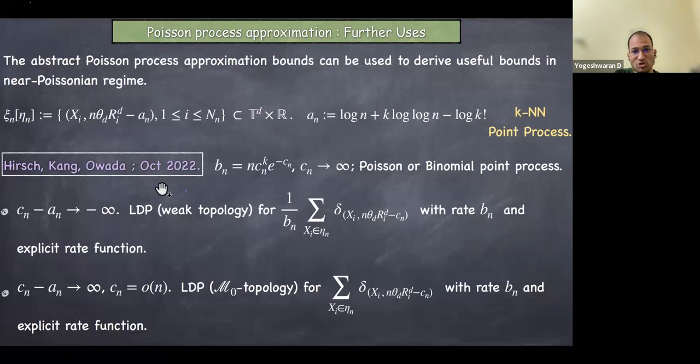And they actually use our results. They use our results to compare it with a suitable Poisson point process and compute the bounds differently and do this. So this is what they do. Okay, great.